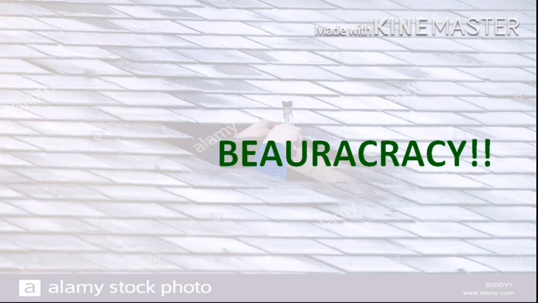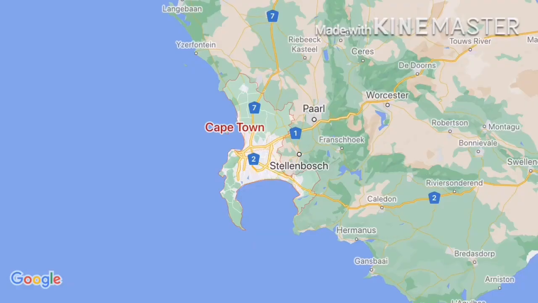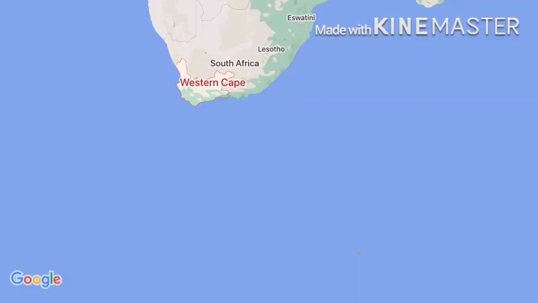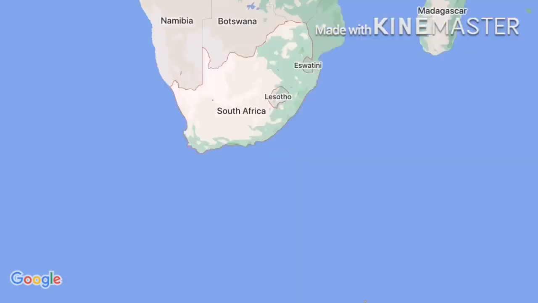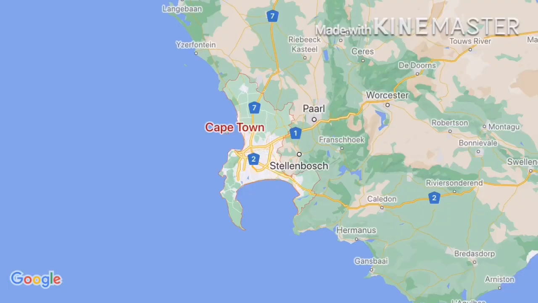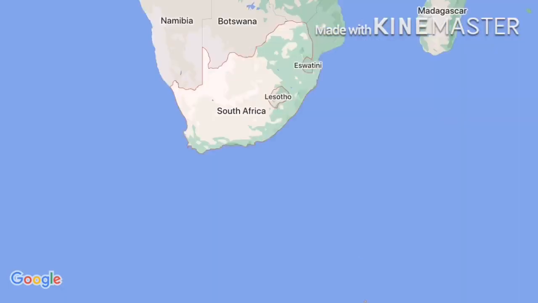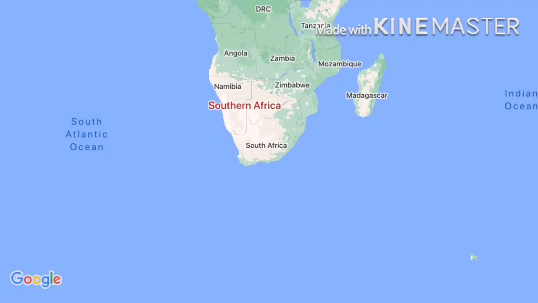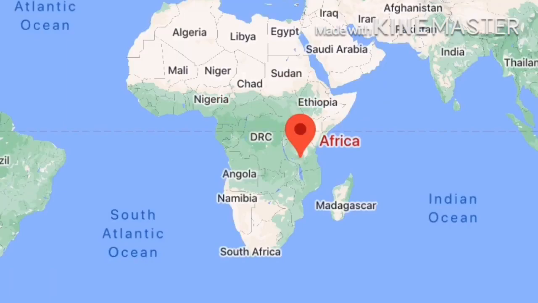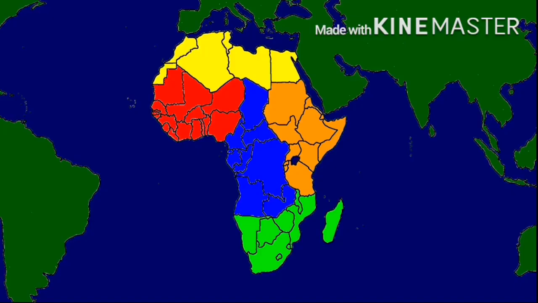Firstly, the bureaucracy would be through the roof. Let me show you an example. Right now I'm living in Cape Town, which is a city in Western Cape, which is a province in South Africa, which is a country. But in this united Africa I would be living in Cape Town, which would be a city in Western Cape, which would be a province in South Africa, which would be a state in Southern Africa, which would be a region in Africa, which would be a country. I forgot to mention I'm splitting Africa up into different regions.